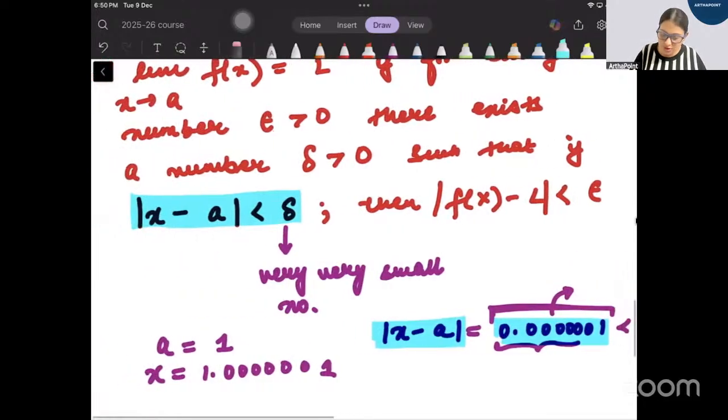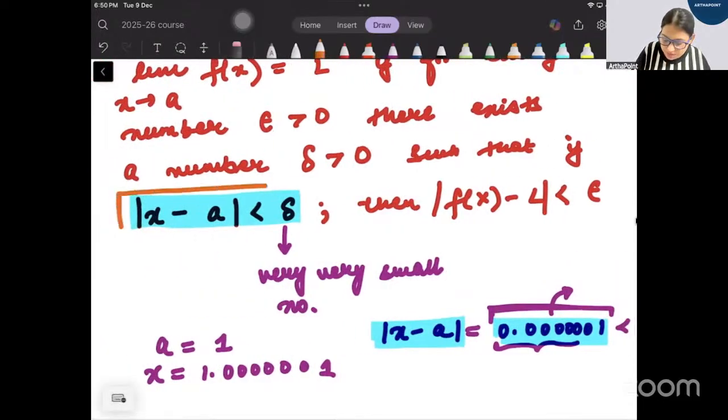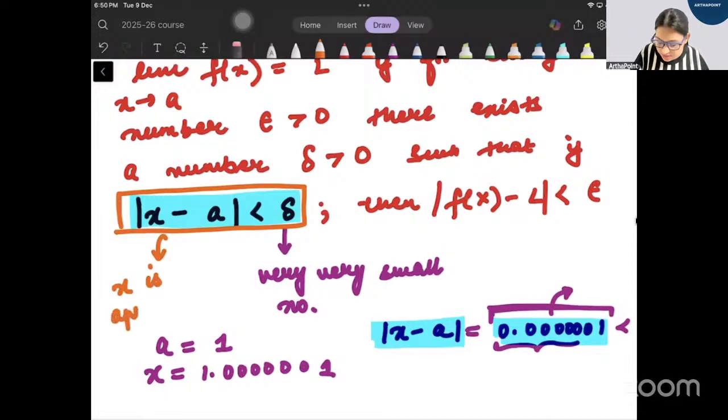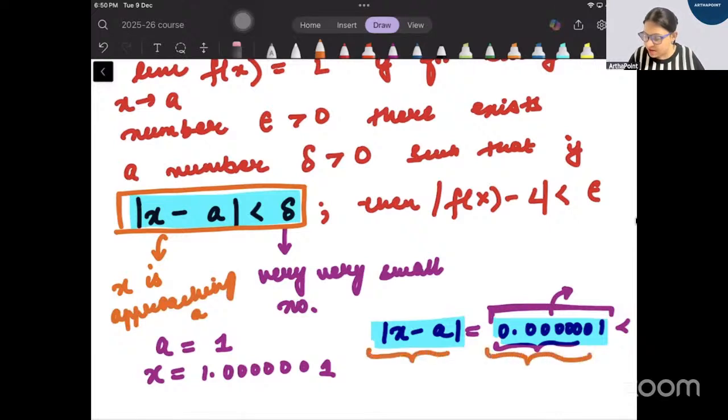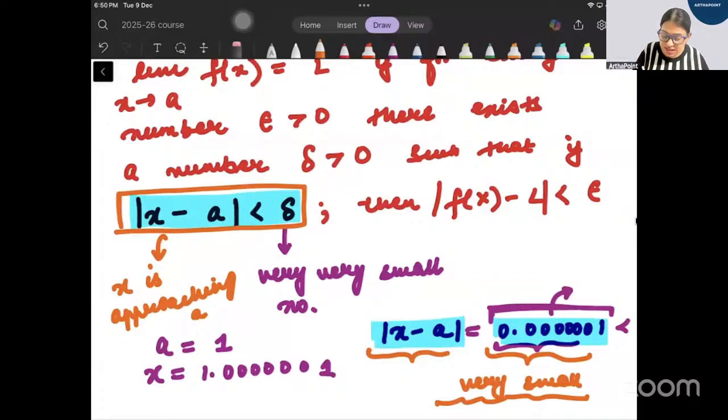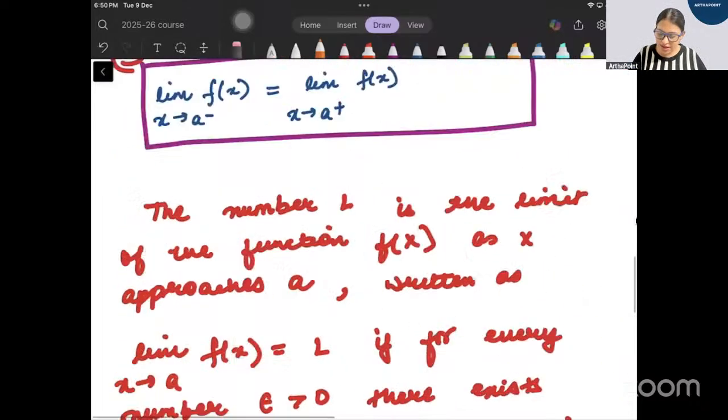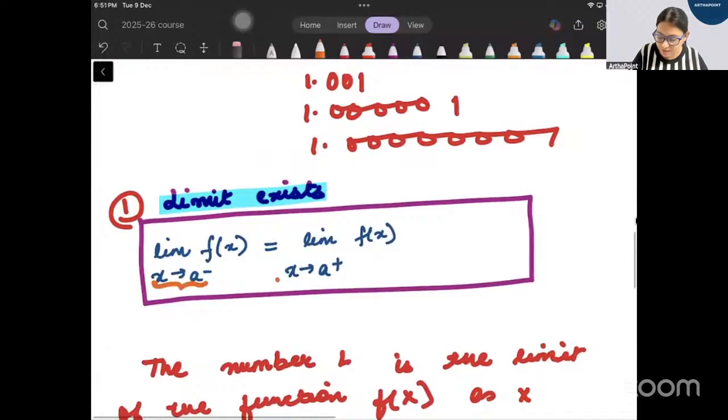So in other words, in very simple words, this part is saying that x is approaching a. The gap between x and a is very small. How small? Smaller than some delta. It is a very small gap between x and a, meaning we are saying that x is approaching a. That is exactly what we have written here, that x is approaching a.